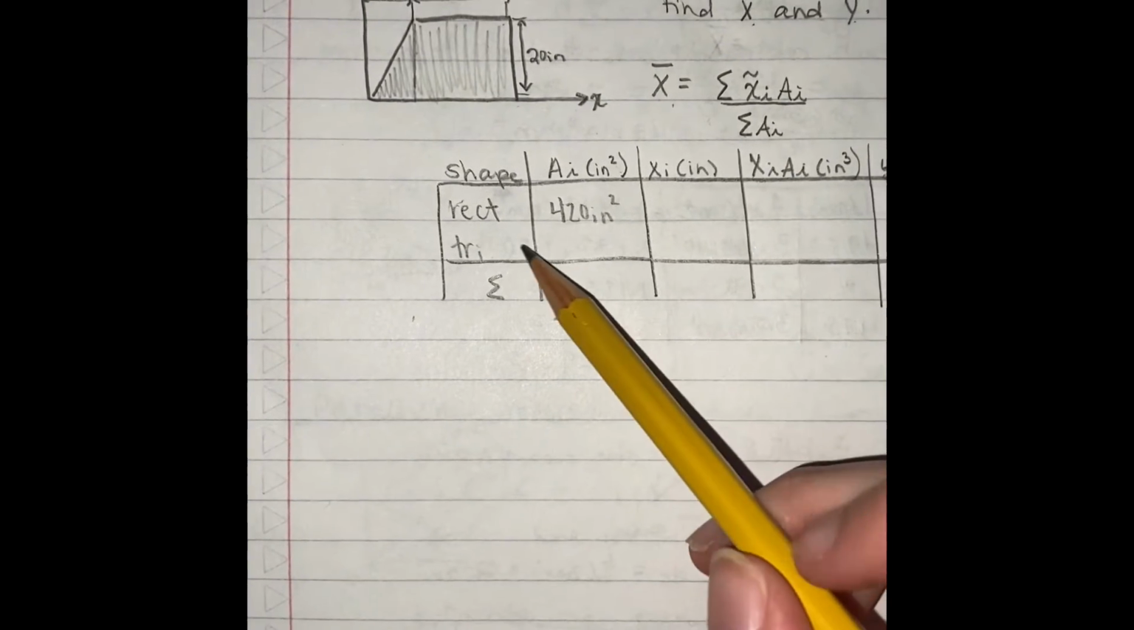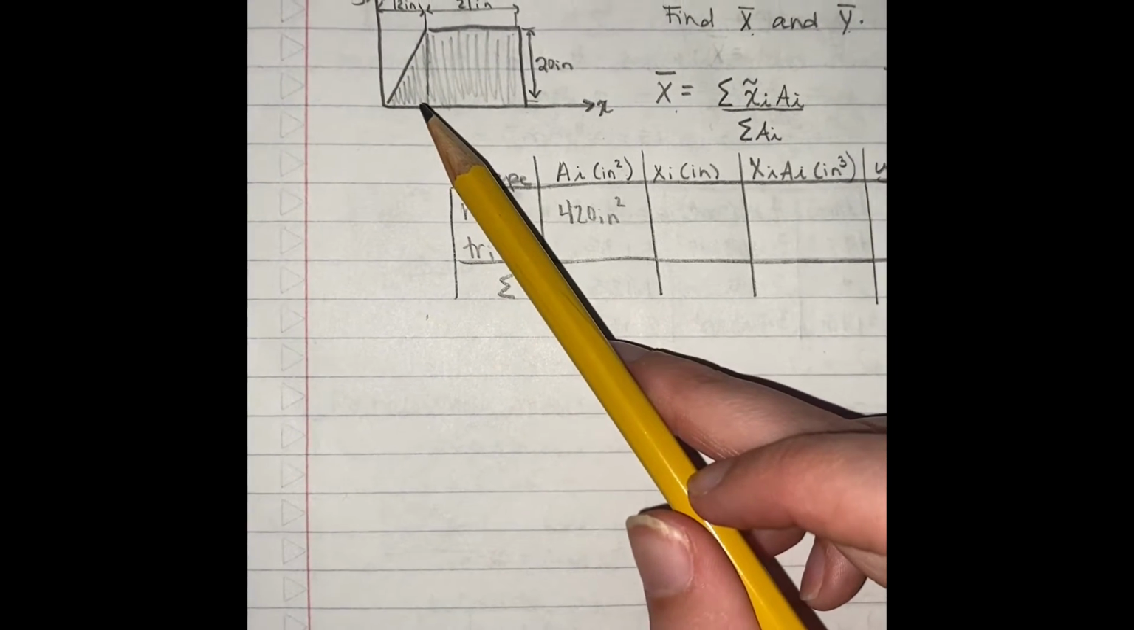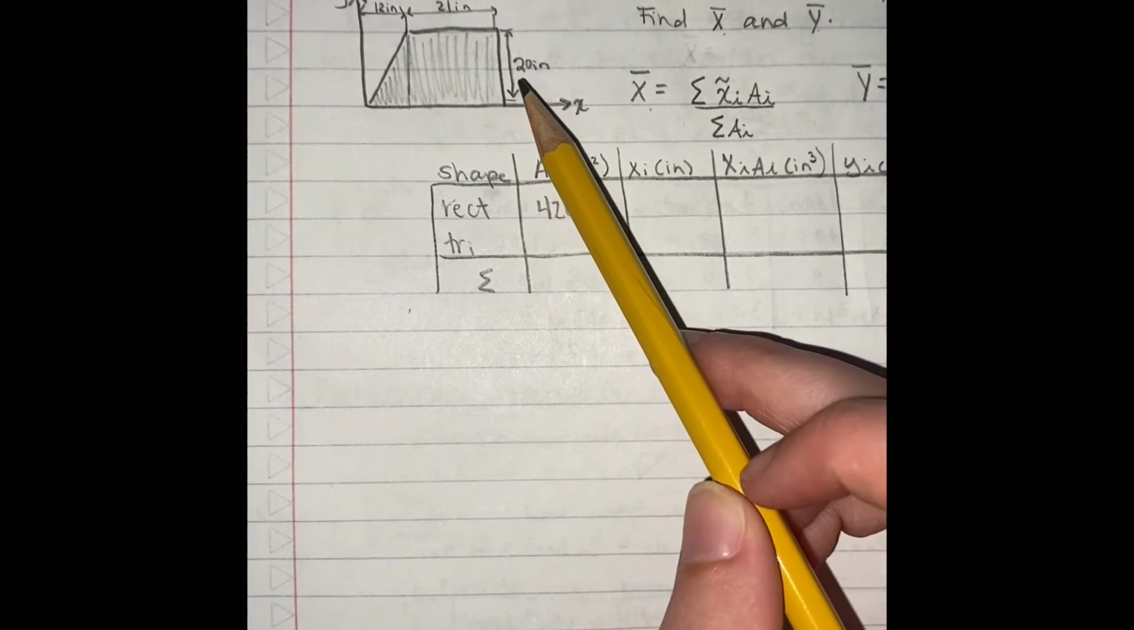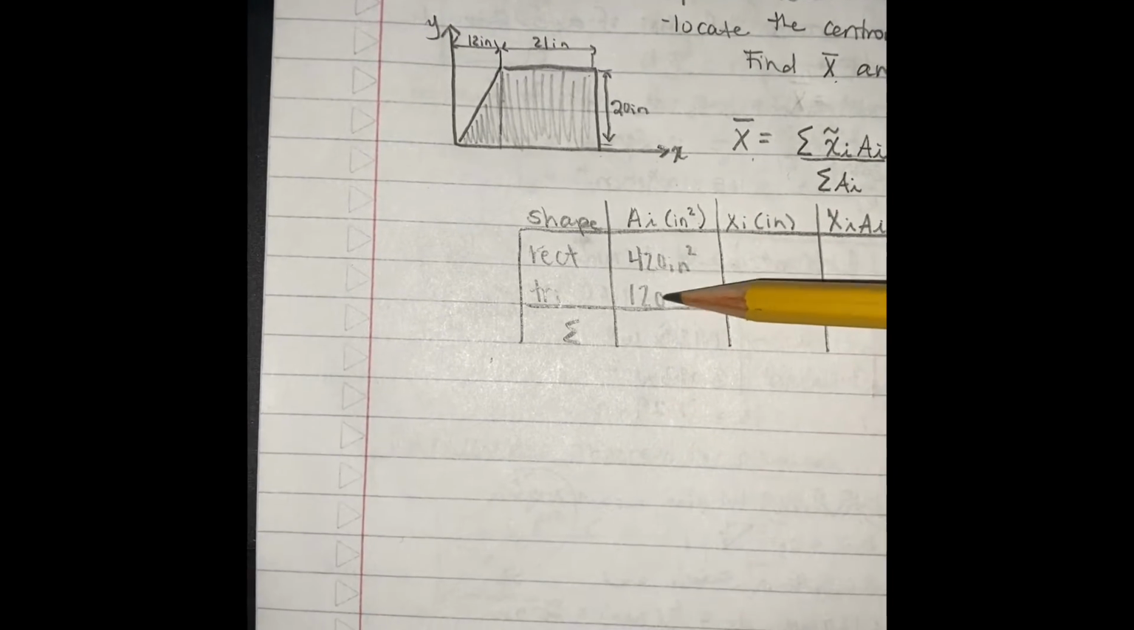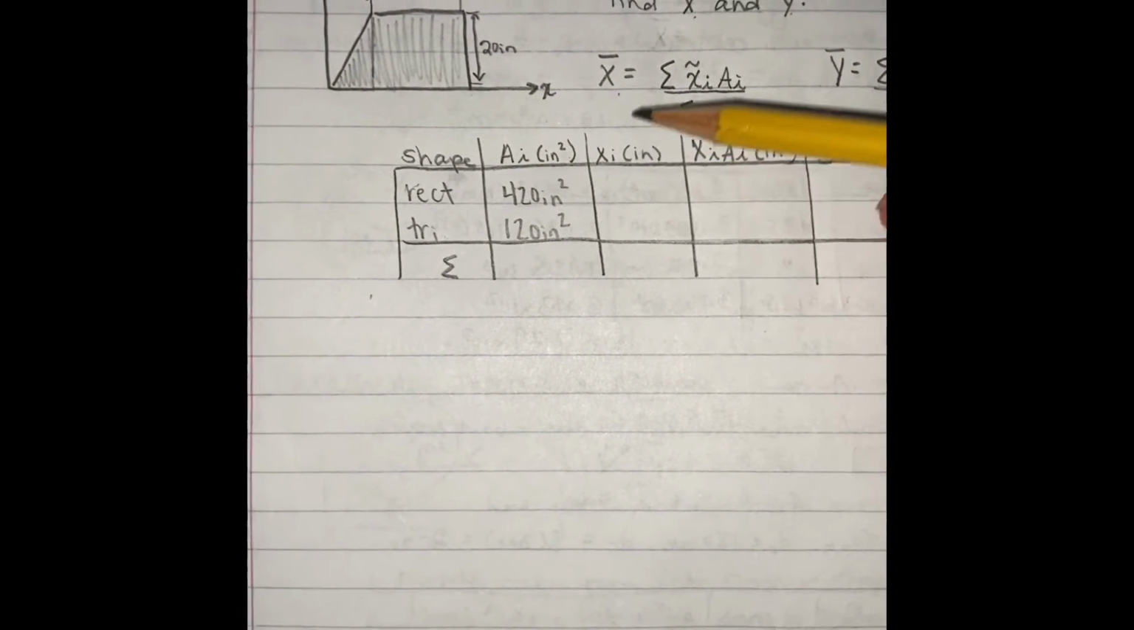since there's enough space. And for a triangle, that is base times height divided by 2, so that'll be 12 times 20 divided by 2. So for that, it will be 120 inches squared. Next will be the location of our x.